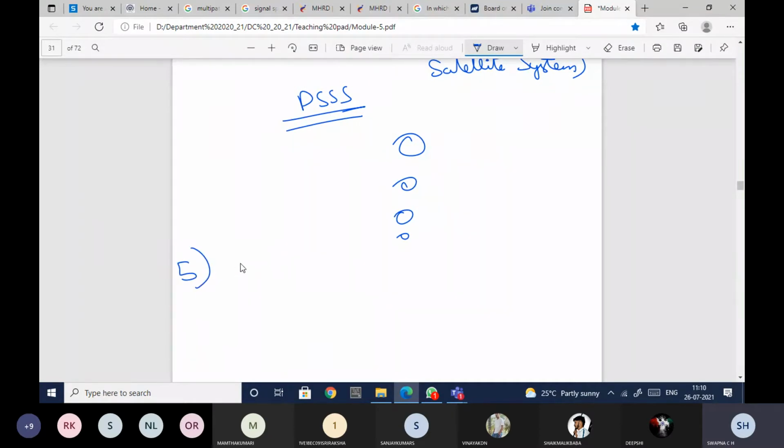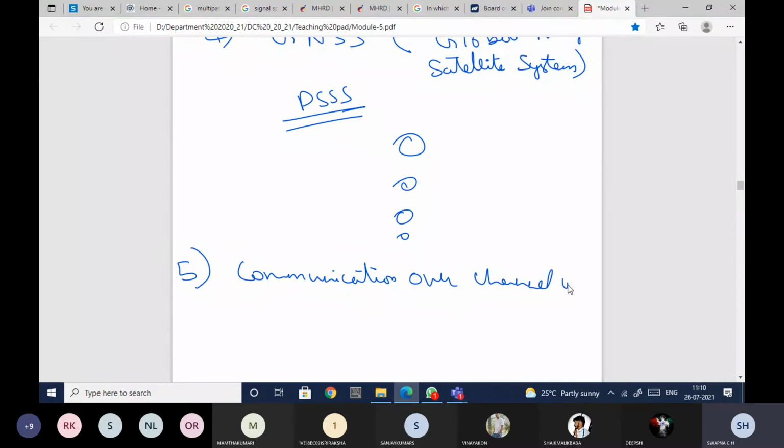And coming to the fifth application, communication over channel with multipath.